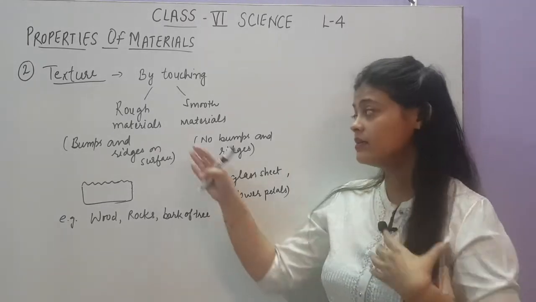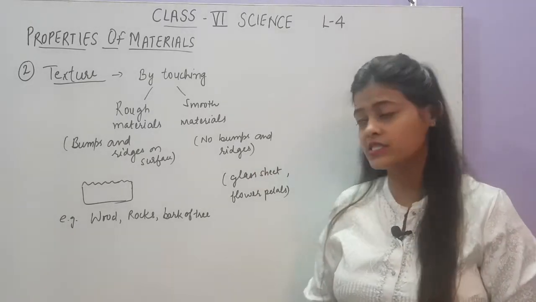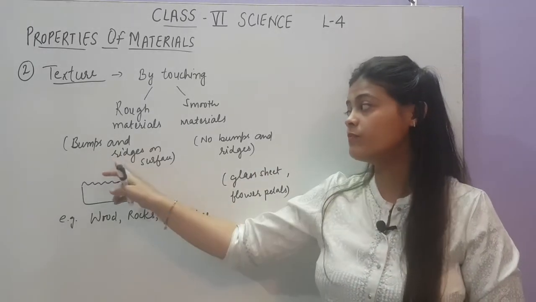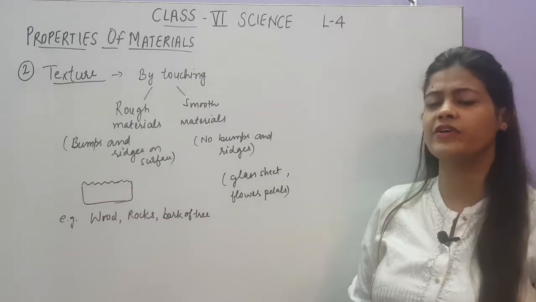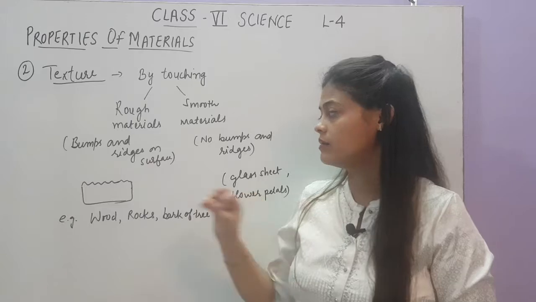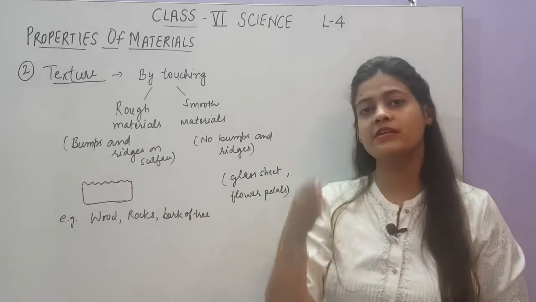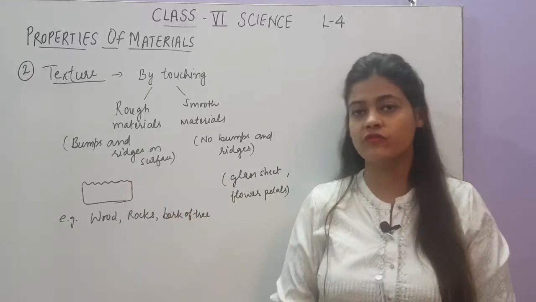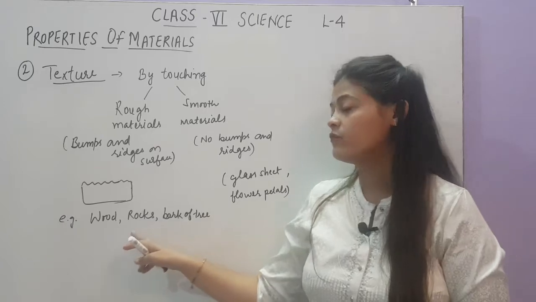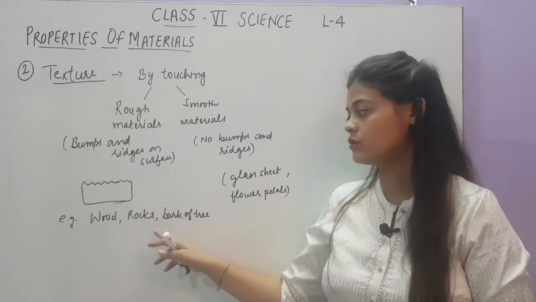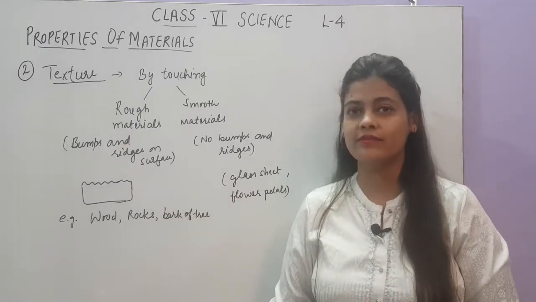So why do some things have a rough surface whereas some have a smooth surface? Because of the presence of bumps and ridges. If you see a rough surface very closely, you will find that there are bumps and ridges, like ups and downs over the surface of a rough material, which makes us feel rough. For example, wood, rocks, bark of tree, these are examples of rough material.